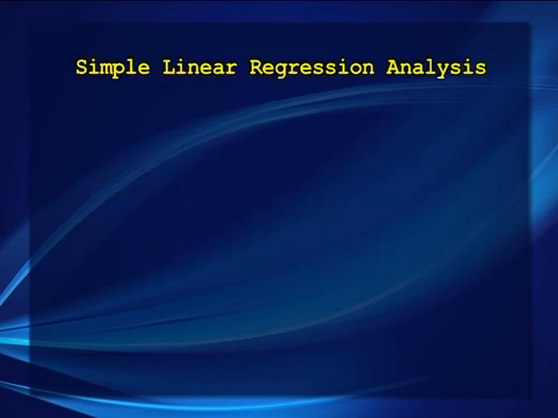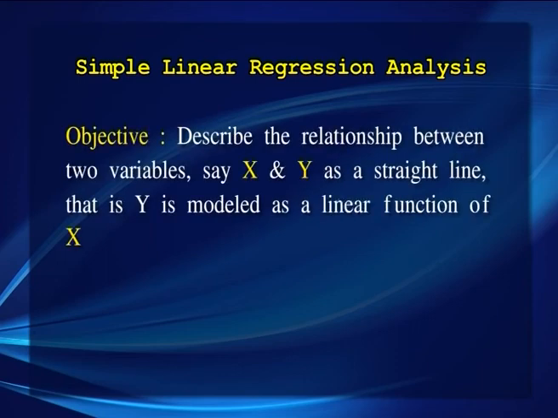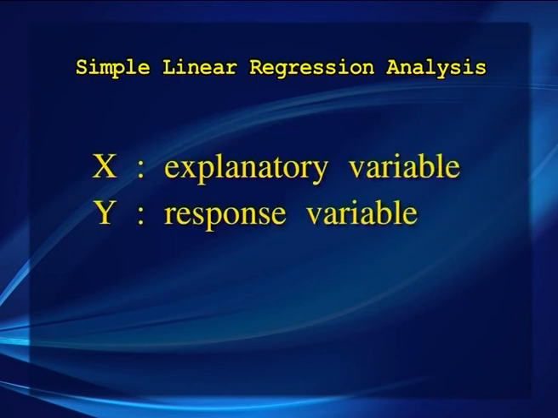Next we see how to do simple linear regression analysis. The objective is to describe the relationship between two variables, say x and y, as a straight line. That is, y is modeled as a linear function of x. So x is the explanatory variable and y is the response variable.